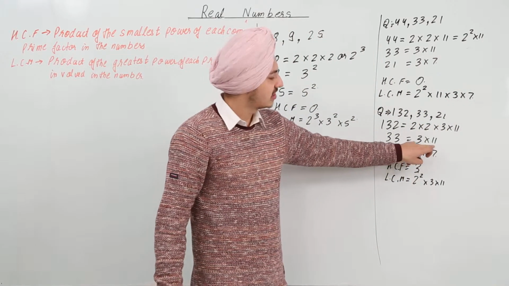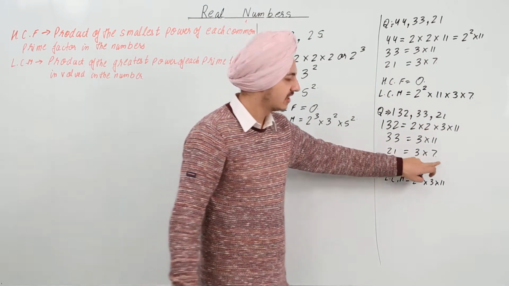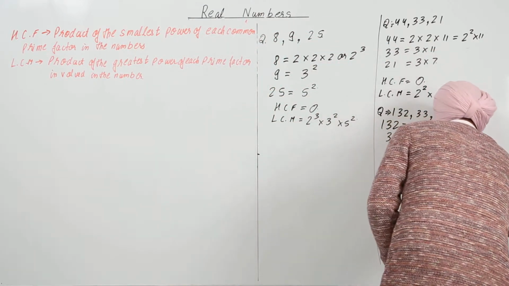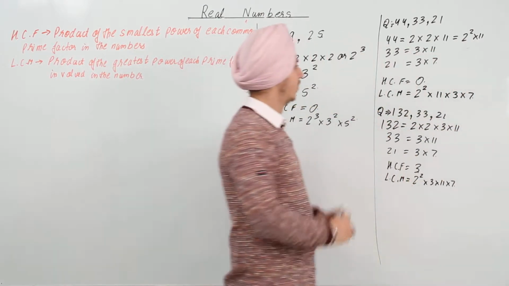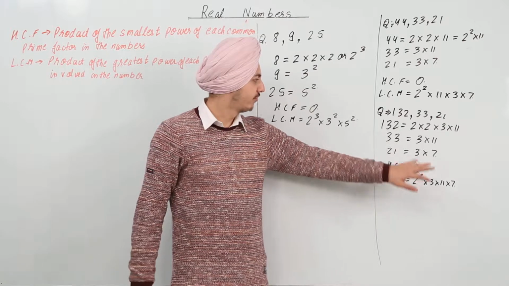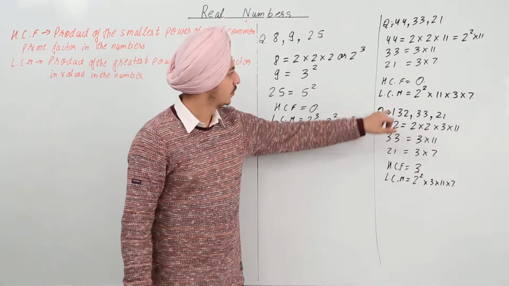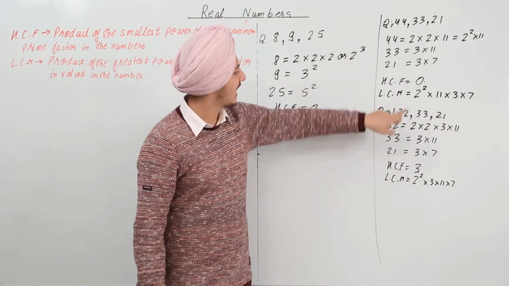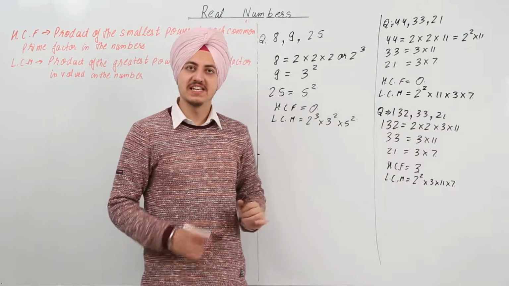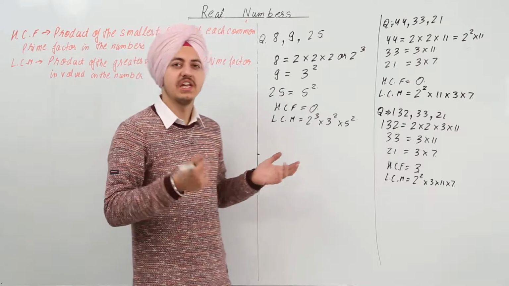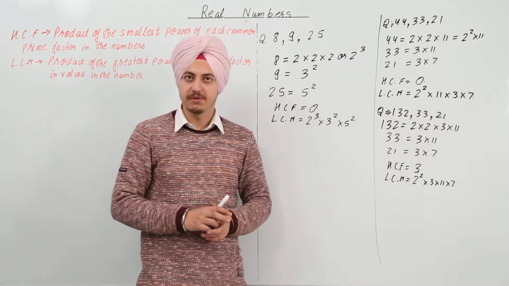Now this, so this is 7, correct? So this is the LCM for these three numbers. So if you see over here, the LCM for these three numbers and these three numbers is the same, but the HCF differs. Either the HCF can also be the same and the LCM can differ.